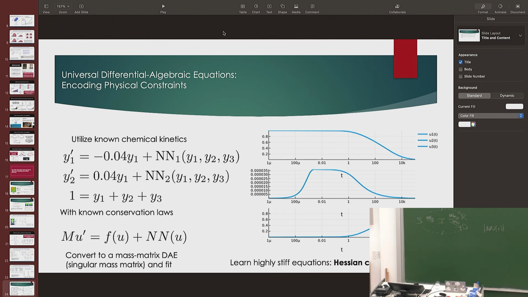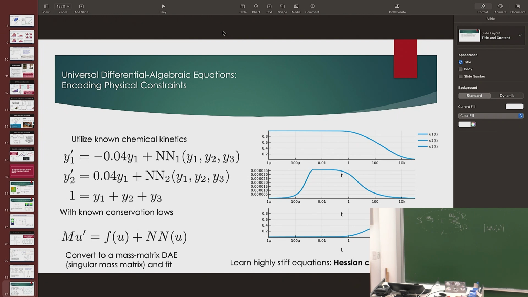And in fact, a nice general form for a conservation law is the form U' = NN(U, V) and 0 = G(U, V), which can actually be represented as, this is equivalent in form to, M U' = NN(U), right? So this is the version without structure.